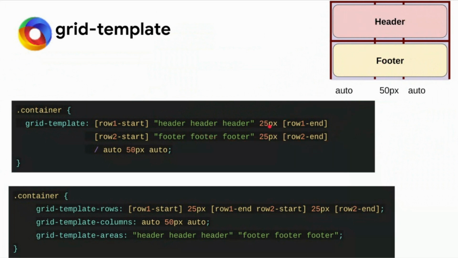Then 25 pixel. What exactly it is telling is that this particular row, from here to here, would be 25 pixel. And then row one end. So here row one will end. Similarly, row two start. Then it would be footer. The height would be 25 pixel. And then row two end. Then whenever the slash comes, it is telling that all the grid areas and your grid rows are completed.